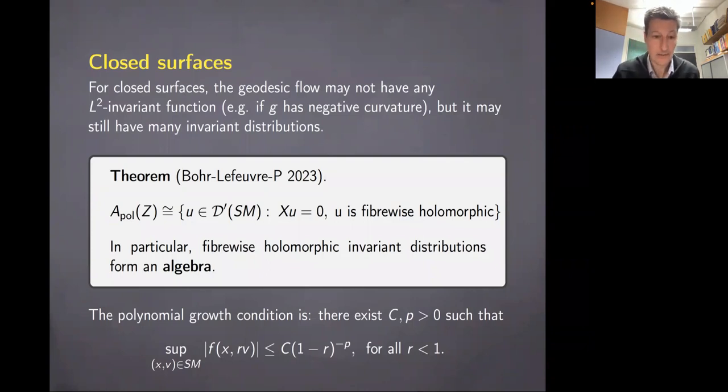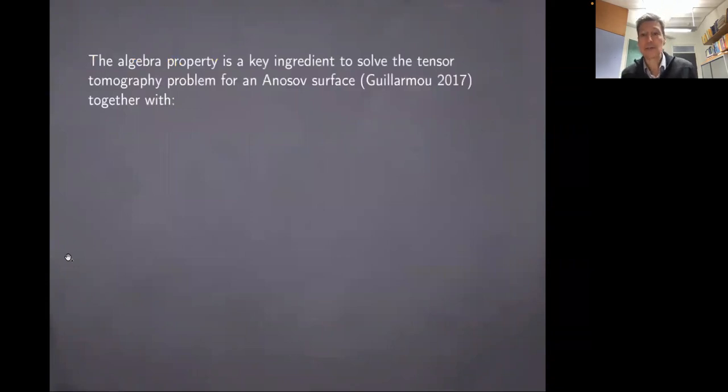So why is this great? And I will be finishing with that. This is great because this is the key thing that you need to solve tensor tomography for an Anosov surface. This problem of tensor tomography, we first did it with Mikko and Gunther for two tensors, and then Colin and Guillermo a few years later realized essentially how to multiply these distributions as often as you wished.